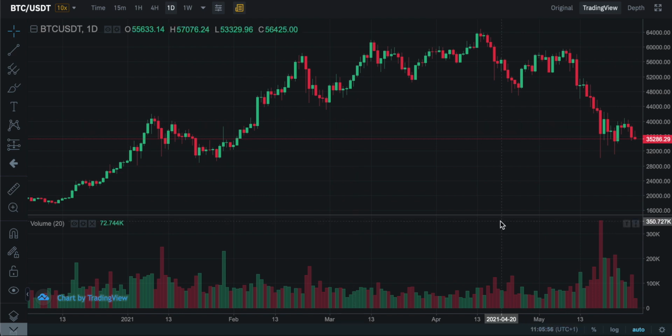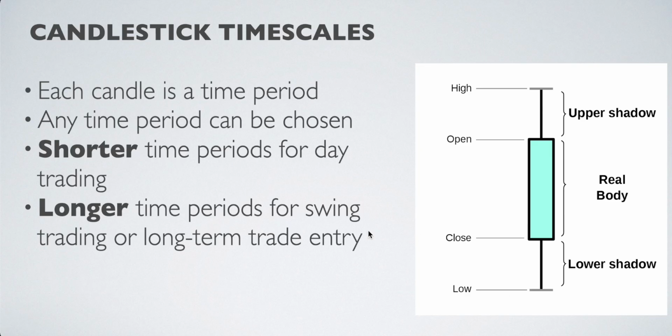So now that we know that we can choose the time scale of the candlestick and it will definitely impact our trading, we can go on how actually candlesticks are put together. There's only a few terms that you have to know with candlesticks: the open, the close, the high, and the low.